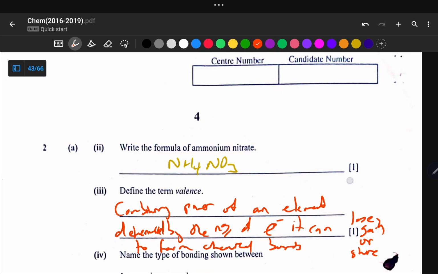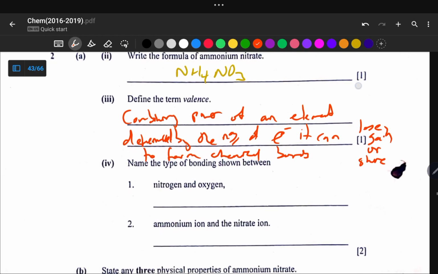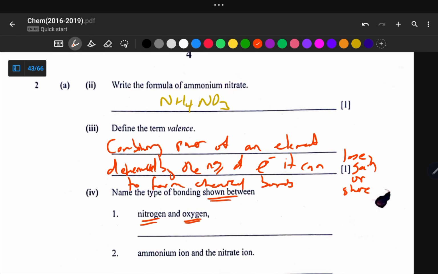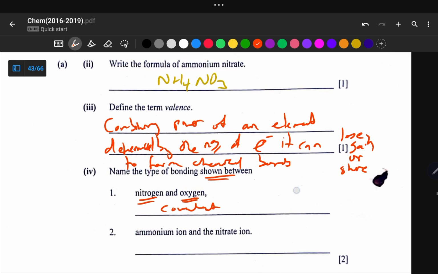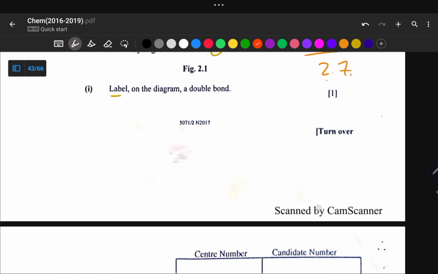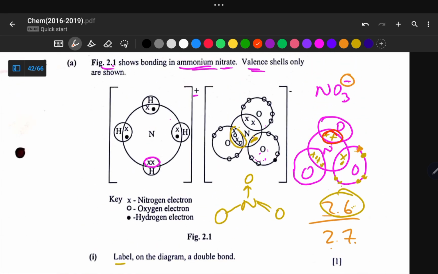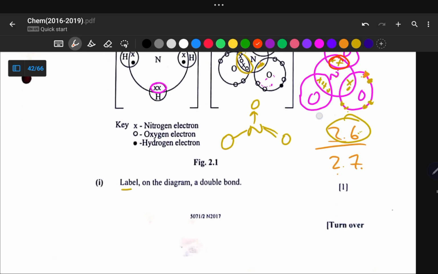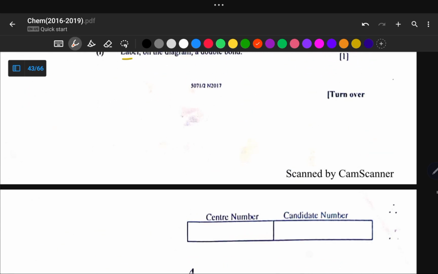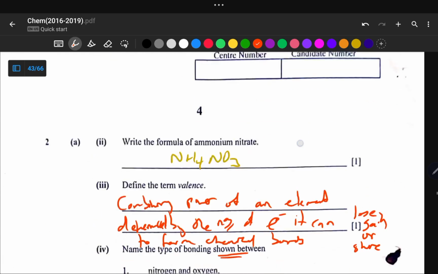Right? And we can now proceed to the next part, which says name the type of bonding shown between nitrogen and oxygen. So this one, between nitrogen and oxygen, we are having covalent bonding. And then between ammonium ion and nitrate ion, we are having ionic bonding, right? So here we are having additive bonding. So once additive bond is formed, it is identical and similar to a covalent bond, right? And then we now move on to the next question.